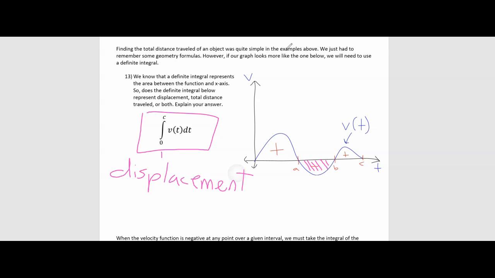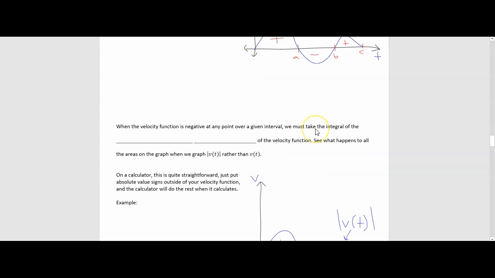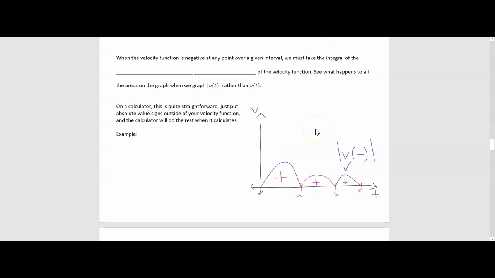We just would have to look at the sign of the answer. So if you're trying to find total distance, you're going to have to take the absolute value of the velocity function.